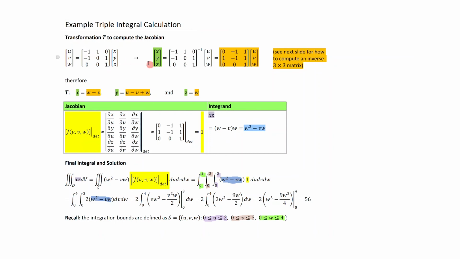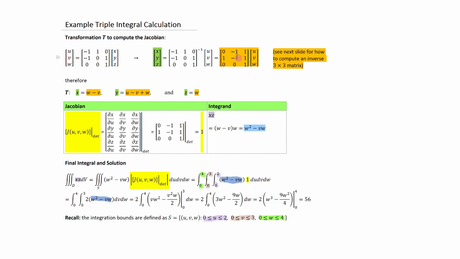If we do that, then we get (x, y, z) as the inverse of this matrix times (u, v, w). If you multiply this matrix by its inverse, you get the identity matrix, so that's why it just stays as (x, y, z). Anyway, if we take the inverse of this matrix, you'll end up with the matrix that you see here. The next slide will show how we compute an inverse 3 by 3 matrix, just for reference purposes, although this is something that you did in one of the linear algebra courses last year.